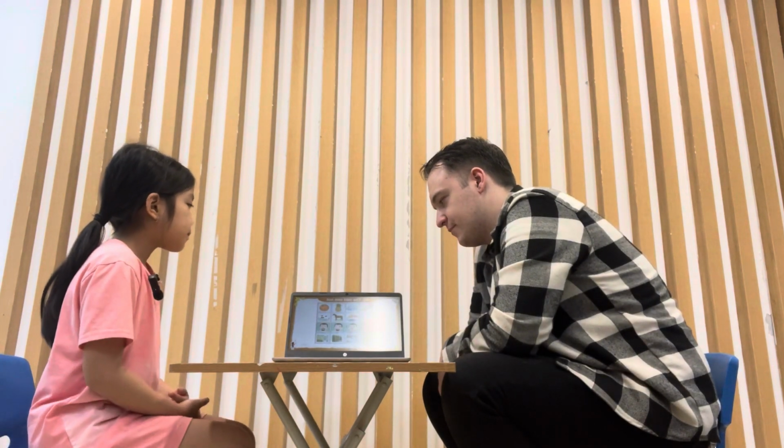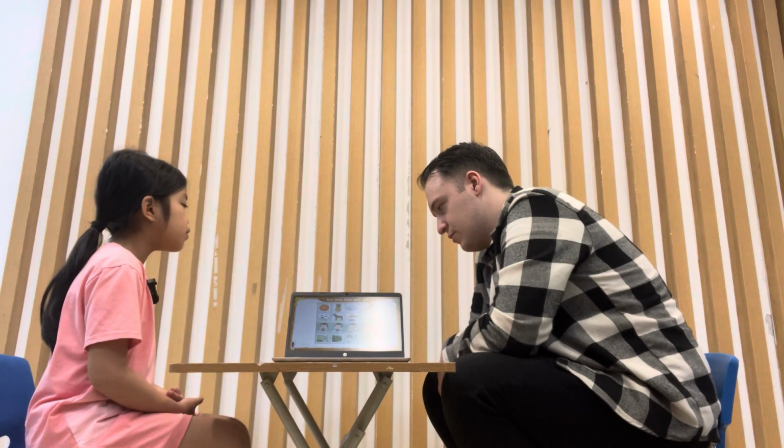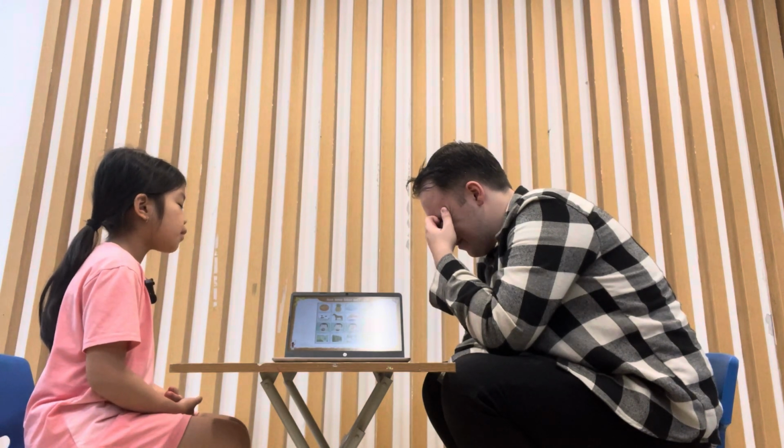Okay, good job. Yeah, that's correct. Okay, so yeah, we have to find the odd one out. We have four lines. Let's start with line number one. What should be the odd one out? Picture two is different because picture two is cake, and picture one, picture three, and picture four are fruit. Fruits. Okay.